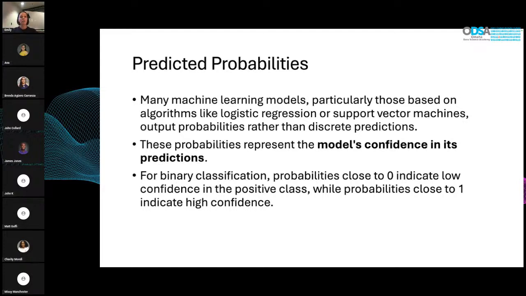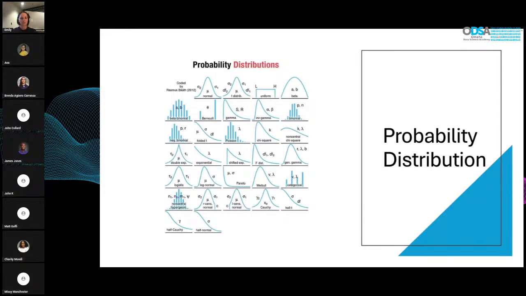Many machine learning models predict probabilities. Many machine learning models like logistic regression and support vector machines, SVMs, output probabilities rather than discrete predictions. So instead of saying 1 or 0, under the hood that's a probability of 0.8 or 0.2. And these probabilities represent the model's confidence in its prediction. How sure is the model that it is a prediction of 1 or a prediction of 0? What's the level of confidence?